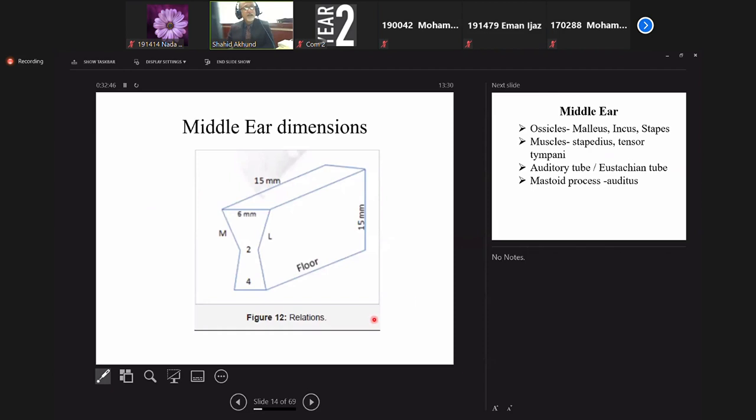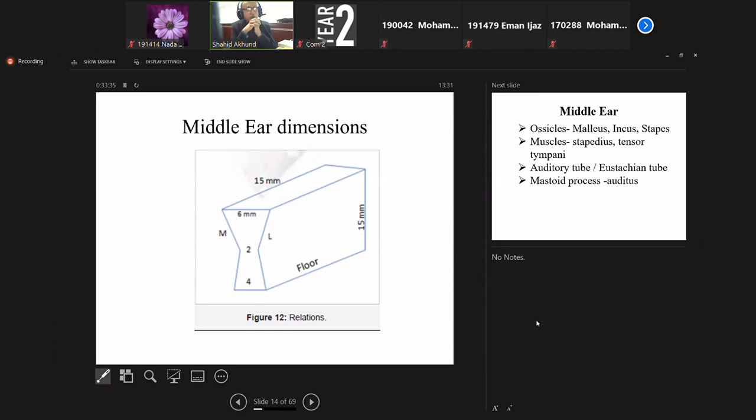Okay. Now let's look at the middle ear. Can you all see this matchbox kind of a geometrical diagram? Can you all see that? Can you see that? Yes. Now, would you like to explain to us what are we looking at? Unmute yourself and you can talk to us.